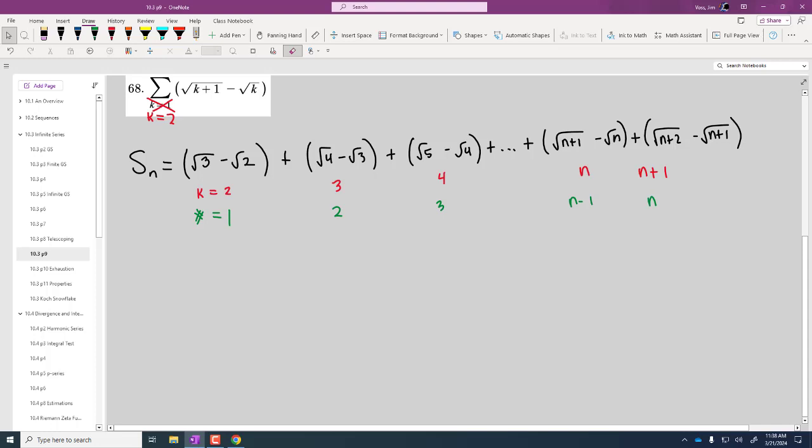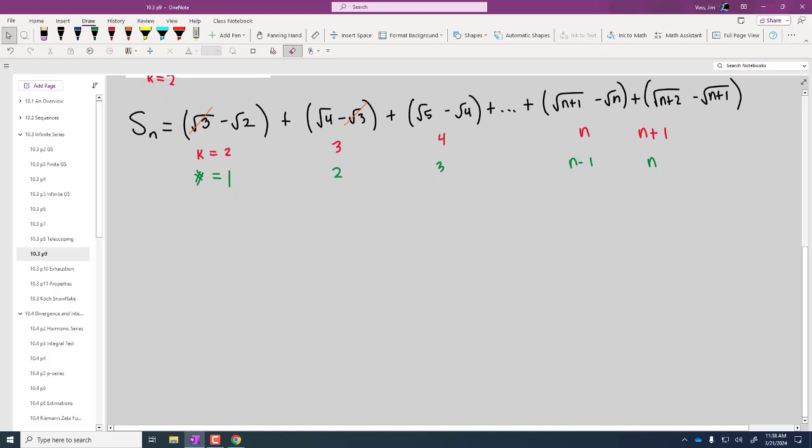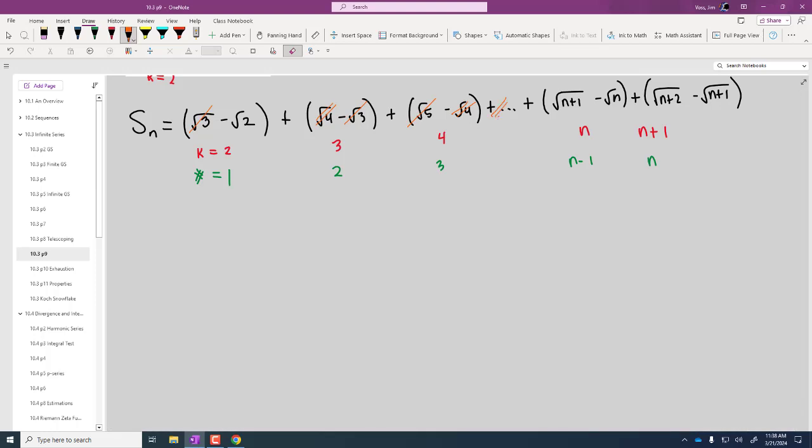Cancel out with our pattern here. First part, second part of next. First part with second part of next. First part, second part of next is in the dots.